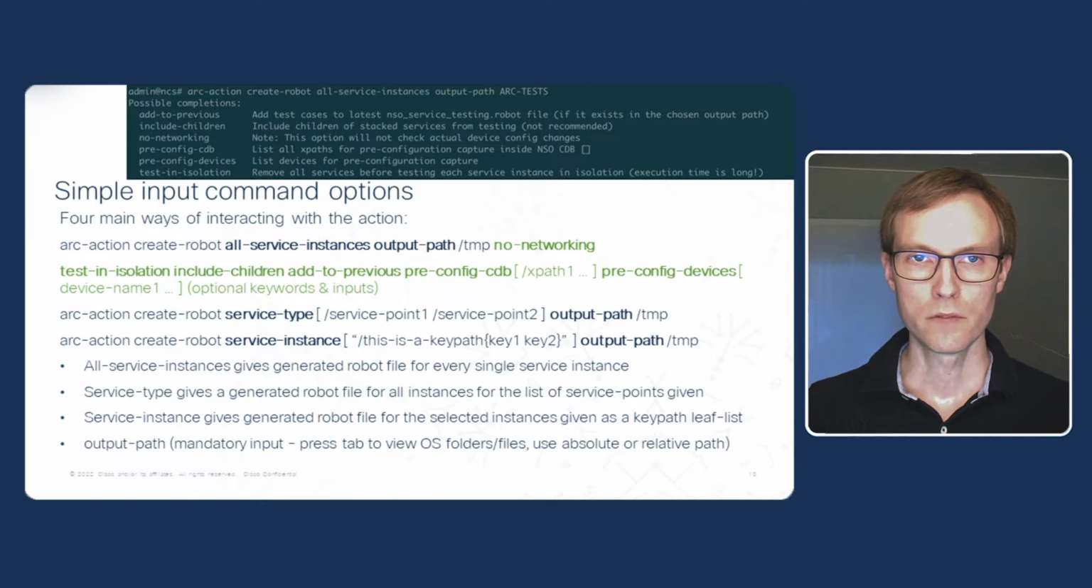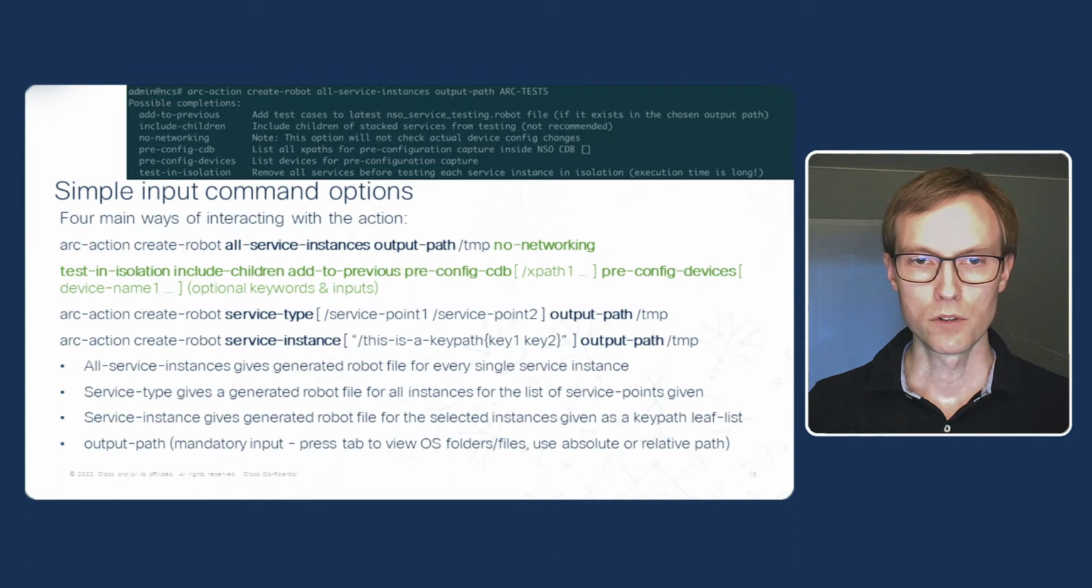NSO-ARC consists of actions. So the ARC action has some unique input methods, like create robot takes 4 different input possibilities. The 4 input possibilities are all service instances, which basically takes all your configured service instances in your CDB and turns them one by one into test cases in robot.